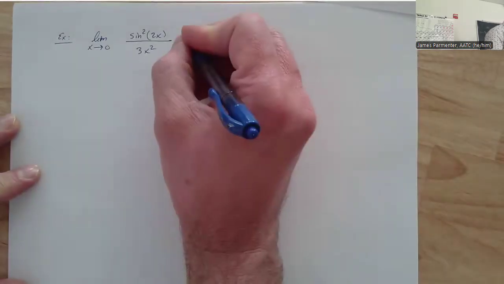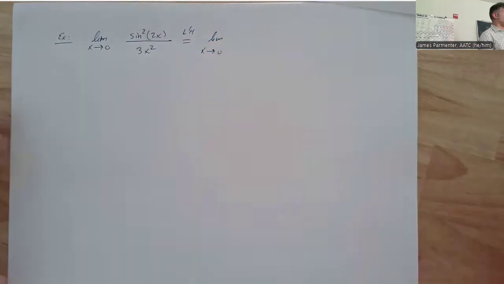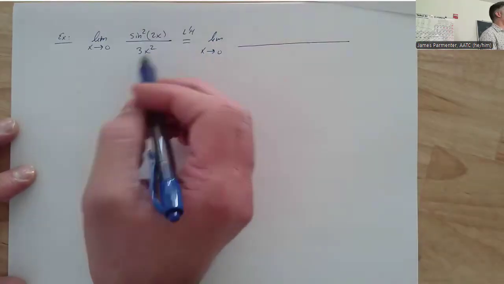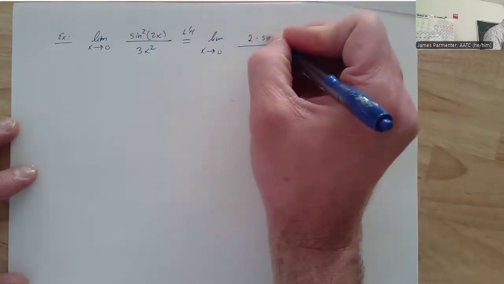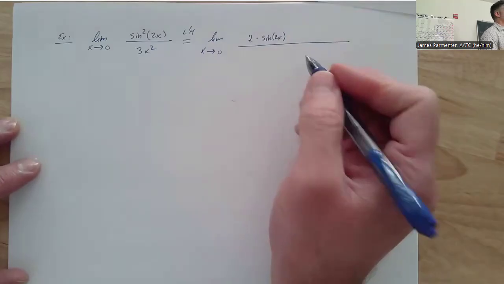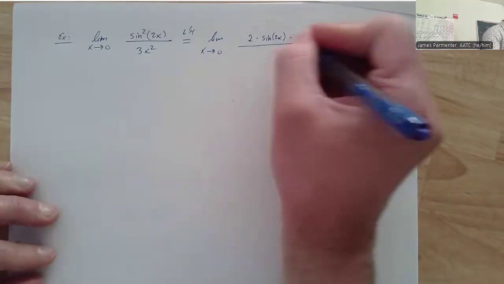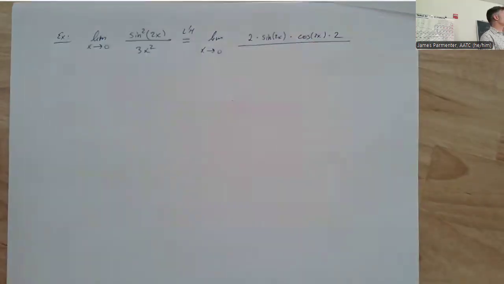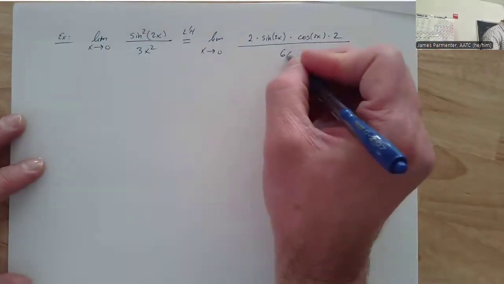So if I use L'Hopital's rule, I get the limit as x goes to 0. This one might not be too terrible. Let's find out. I have some stuff squared. The derivative of something squared is 2 times my something to the first power. So 2 times sine of 2x to the first power times the derivative of my stuff. The derivative of sine of 2x is cosine of 2x times 2. At the bottom, the derivative of 3x squared is 6x.